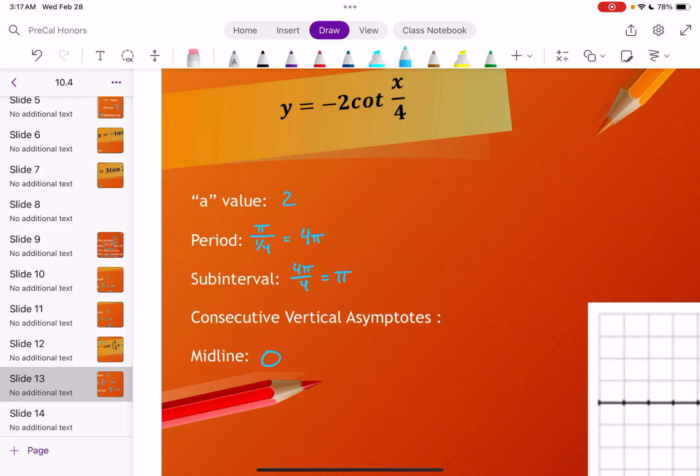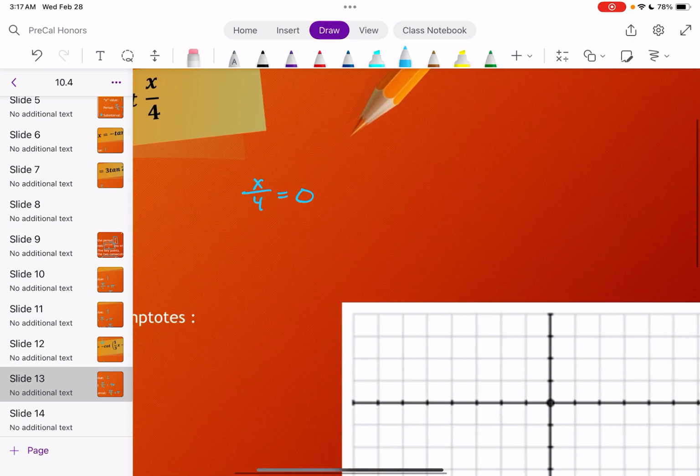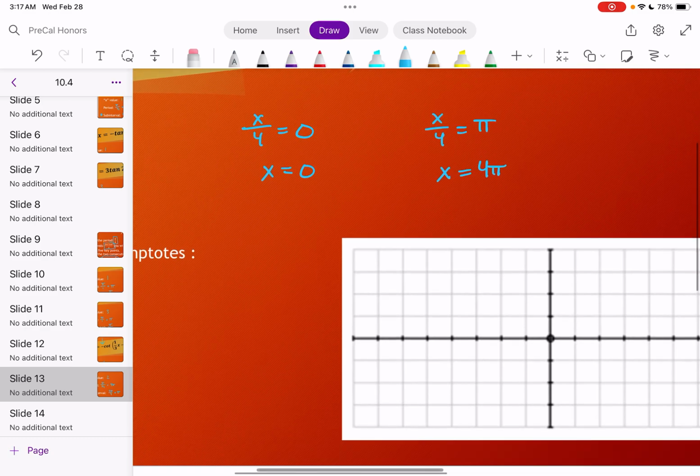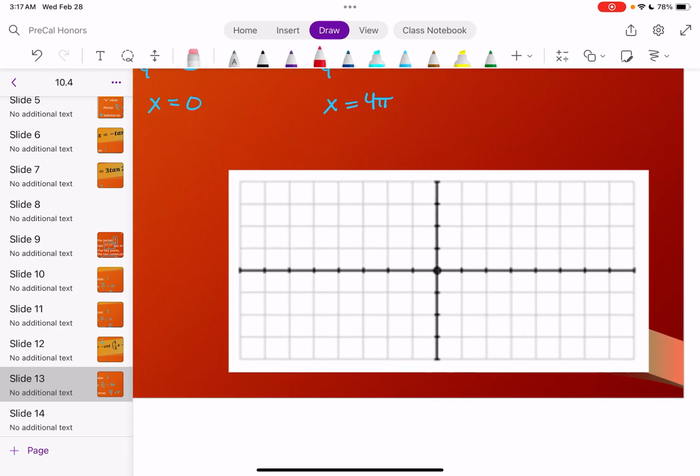Your midline would be 0, and you would set x over 4 equal to 0, and x over 4 equal to pi. In order to get rid of the denominator of 4, you're going to have to multiply by 4 on both sides. In this case, x is still equal to 0, and x is equal to 4 pi. We're going to go ahead, draw out our midline. In this case, we're still on 0.